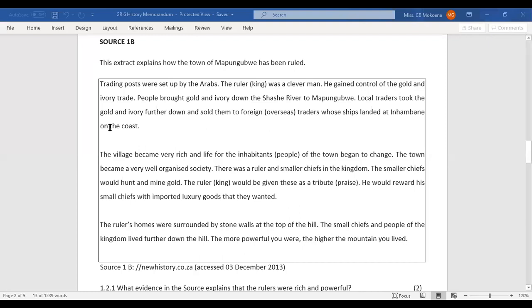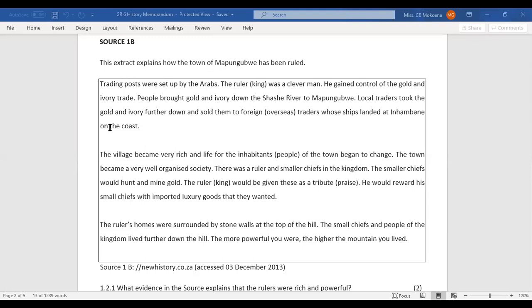Trading posts were set up by the Arabs. The ruler or king was a clever man. He gained control of the gold and ivory trade. People brought gold and ivory down the Shashe River to Mapungubwe. Local traders took the gold and ivory further down and sold them to foreign traders on the coast. The village became very rich and life for the inhabitants of the town began to change. The town became a very well organized society.